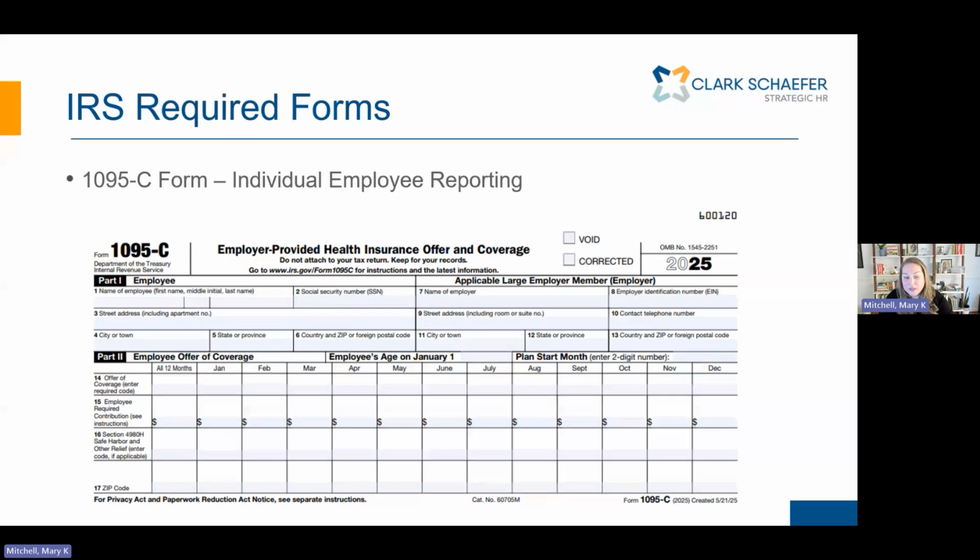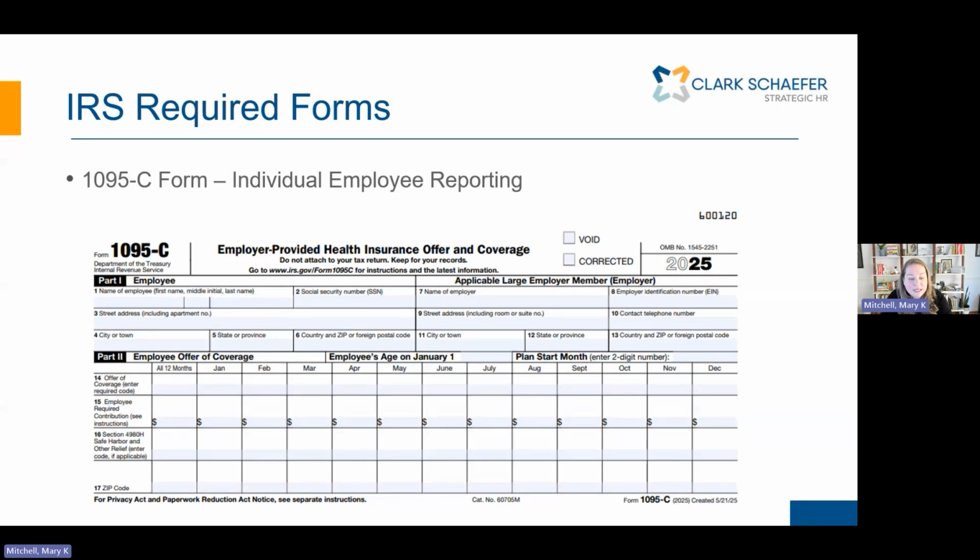And then for line 16, this is where we are going to tell the IRS whether or not they were in an initial assessment period, whether they were still going through that new hire period, right? Whether they are terminated mid-month, whether they actually chose to enroll, whether they waived. There are lots of different codes we can use here for that.